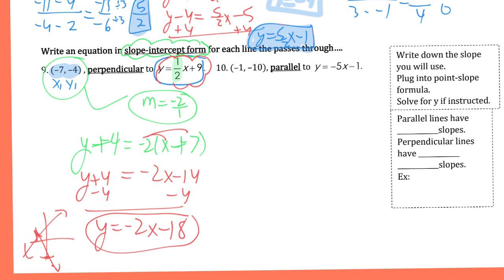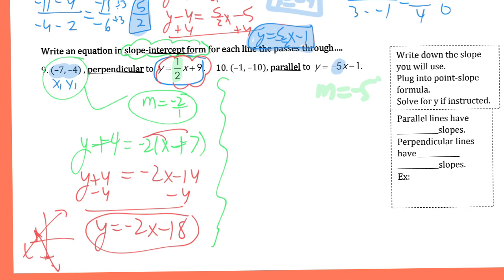So they give you a point to use. They give you a hint about the slope that you're going to use for your new line, and then you go with it. So perpendicular lines have opposite reciprocal slopes. Well, what do parallel lines have? Well, parallel lines have equal slopes. And so if I want parallel to this line here, well, this line has a slope of -5. So parallel to it has to copy the same slope. So m is also going to be -5.